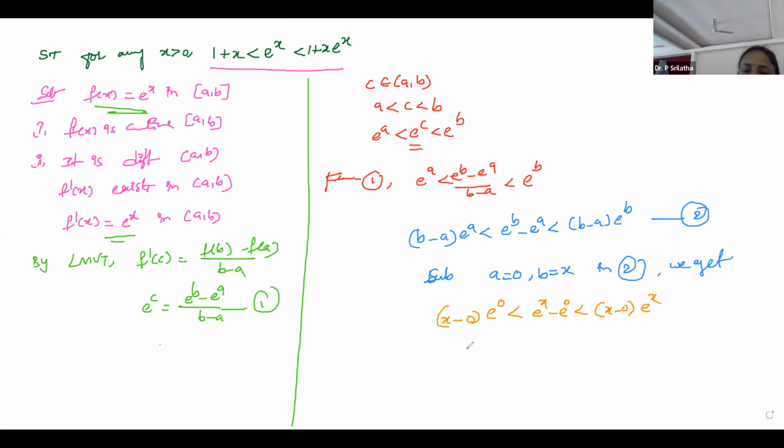So this is x into e power 0, that is 1, and e power x minus 1 is less than x into e power x. Add 1 on both sides, then you will get 1 plus x is less than e power x is less than 1 plus x into e power x. Hence proved.